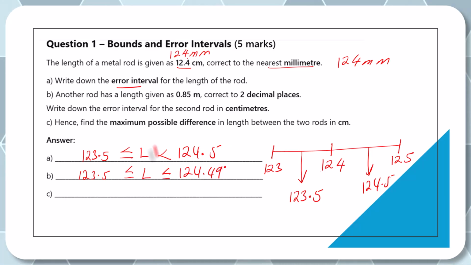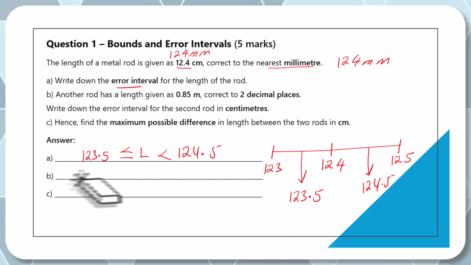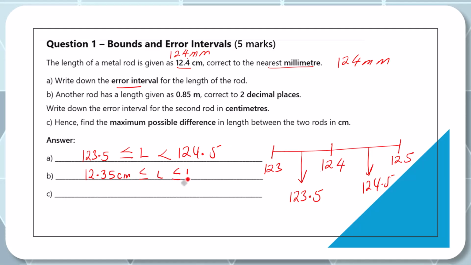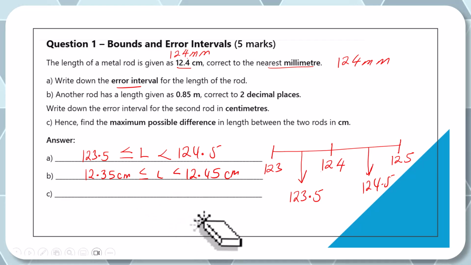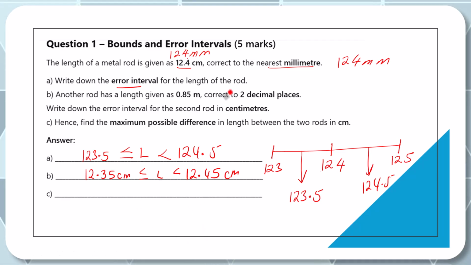All right. Then the best thing you need to do now, because the numbers were given initially in centimeters, is divide this one back by 10 to give us centimeters, because this one's in millimeters. And divide this one by 10 again, and that'll give us 12.45 centimeters. So this is what they mean by the error interval. Okay, that's question A done.